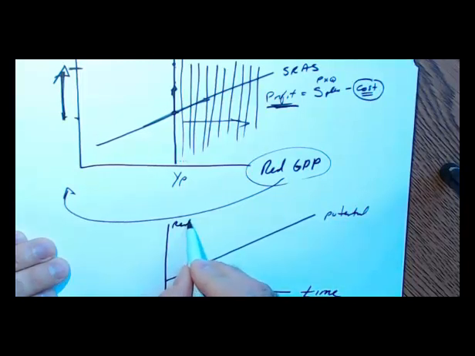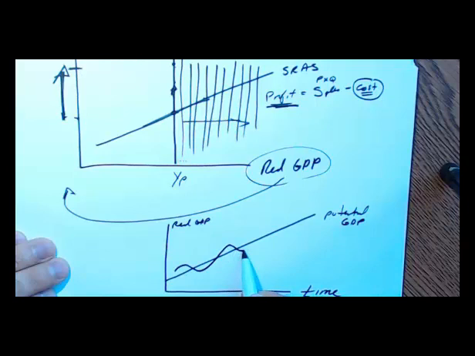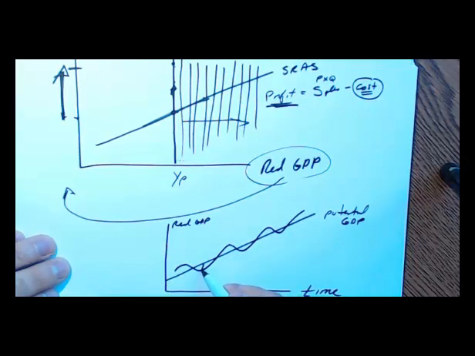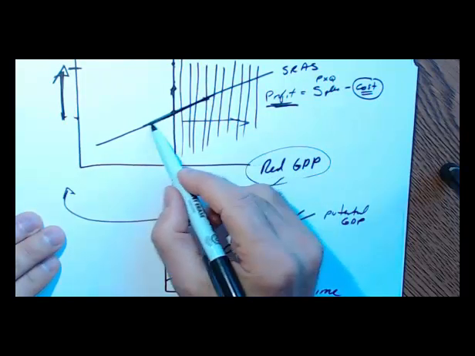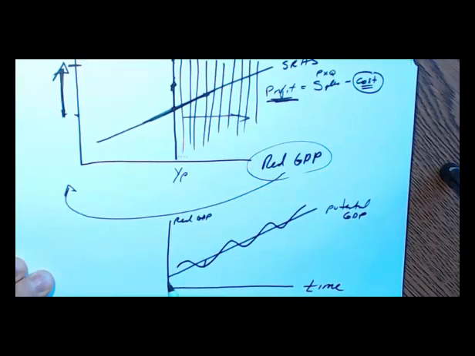Here's real GDP on this axis, and here we have potential GDP. And you have the business cycle over top of it, short-run deviations. Deviations here are accounted for by this short-run aggregate supply curve in part. I say in part because aggregate demand plays a role in this.